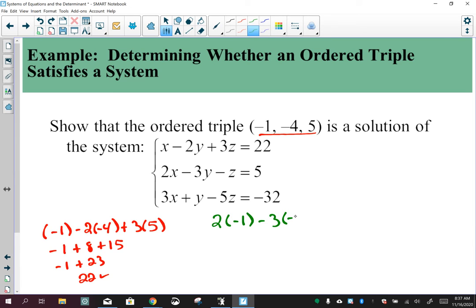Minus 3 times -4 minus 5. So that's -2 plus 12 minus 5. So that's going to be 10 minus 5, which gives me a 5. So that one's a yes.